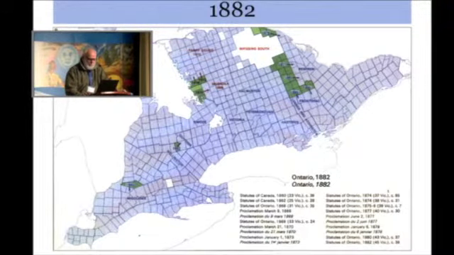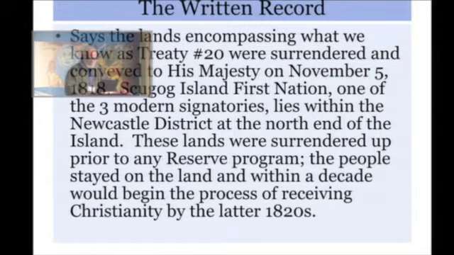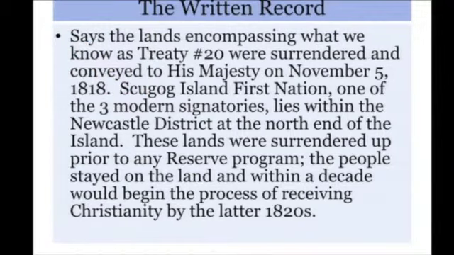The lands encompassing what we know as Treaty 20 were surrendered and conveyed to His Majesty on November 5th, 1818, according to the written record. So we just passed the 200th anniversary of Treaty number 20. Scugog Island First Nation, one of the 3 modern signatories, lies within the Newcastle district at the north end of the island.